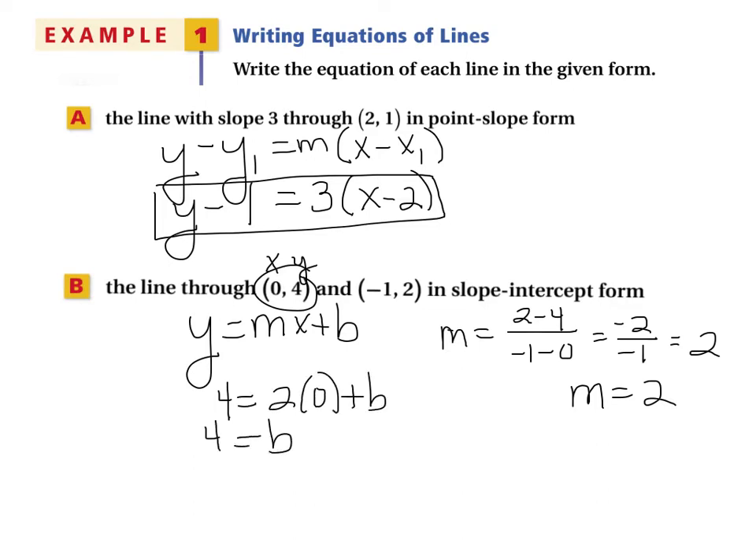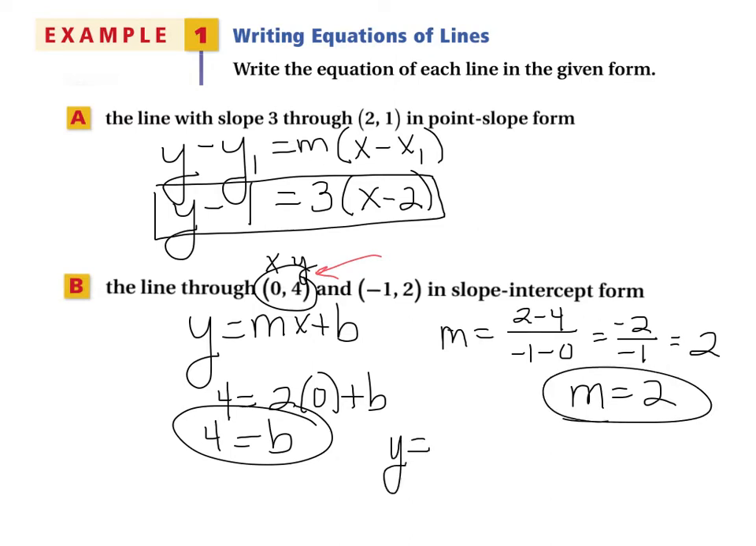Our b is 4. So I take our b, which is our y-intercept of 4, which you can also get just by looking at the point (0, 4). My slope is m, which is 2. My equation would be y equals 2x plus 4.